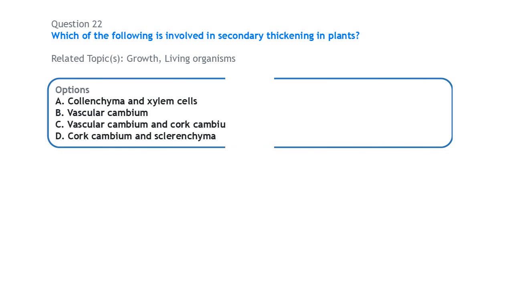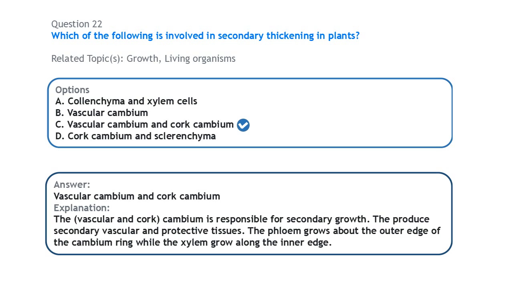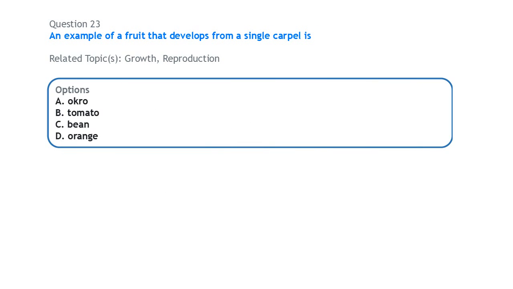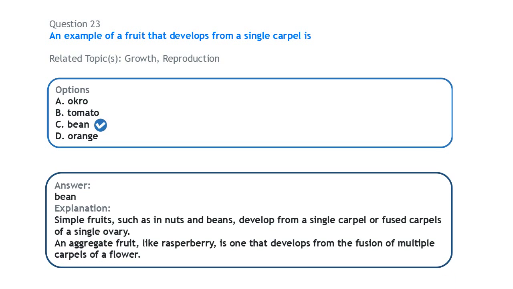Next on growth, which of the following is involved in secondary thickening in plants? The cambium is the main tissue that is responsible for secondary growth. So the vascular cambium and the cork cambium are responsible for secondary thickening, or growth of vascular tissues in plants. Next, on growth, an example of a fruit that develops from a single carpel is the bean. The bean develops from a single carpel.